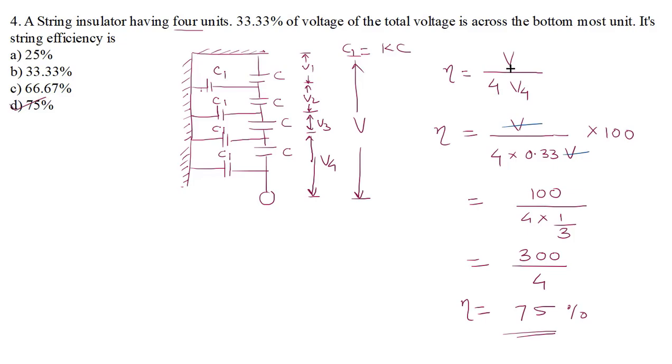Remember, string efficiency is always less than 100% because we will not have a uniform voltage distribution across each disc unless the system is DC. If the same question is asked for DC, how much is the string efficiency of a DC system? Then the answer will be 100%, because in case of a DC system, the voltage across each disc will be uniform and we will have 100% string efficiency.